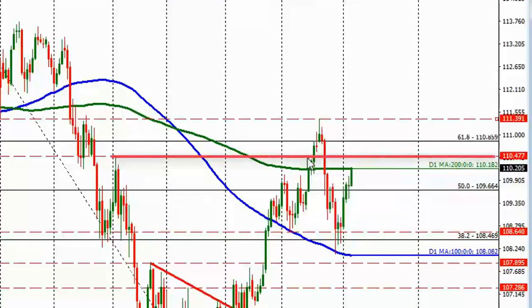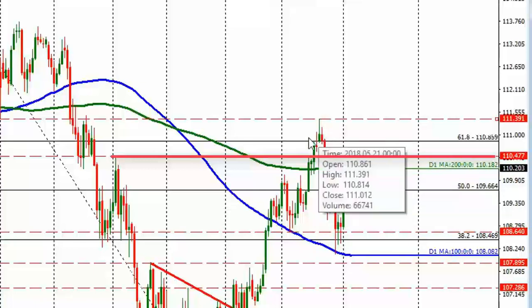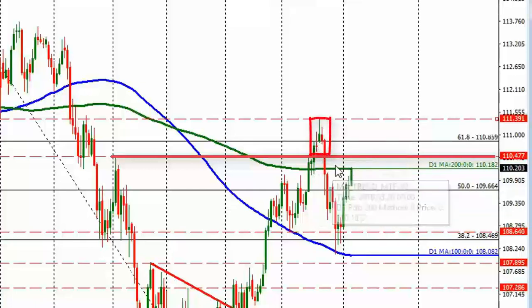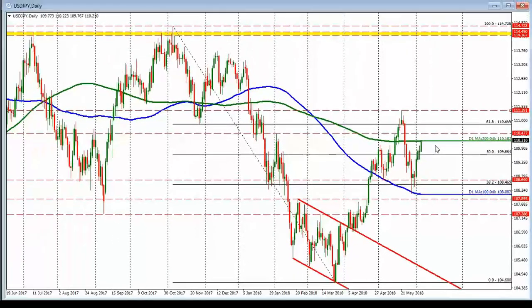In May, the market came up to that level, back down to the 200-day moving average, and moved through that level into the upside. It stayed above that level for about 5 or so days before moving down. We haven't seen that level again since. So this level right here around 110.47 is going to be our next target if we're able to get above this 200-day moving average.